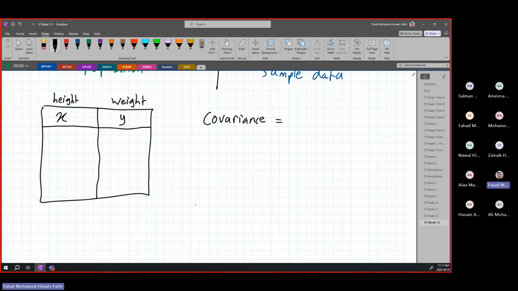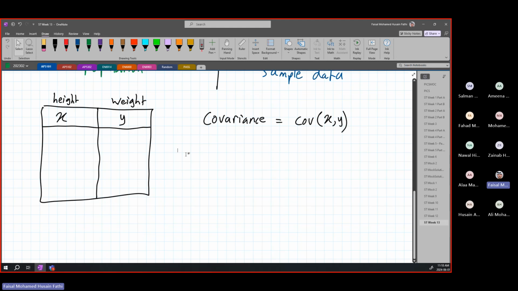Covariance is sometimes written as COV XY. This is when you're comparing two different data sets with each other, in this case X and Y, the height with weight. So we are trying to find out the relationship between the height and the weight, and if there even is one in general.